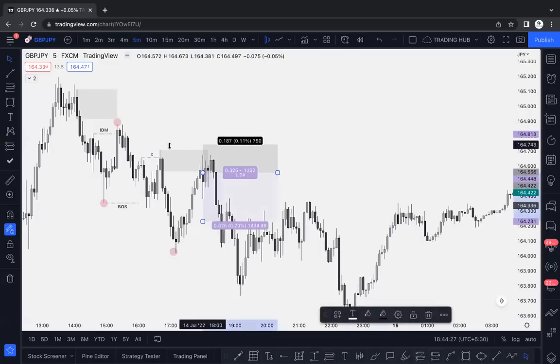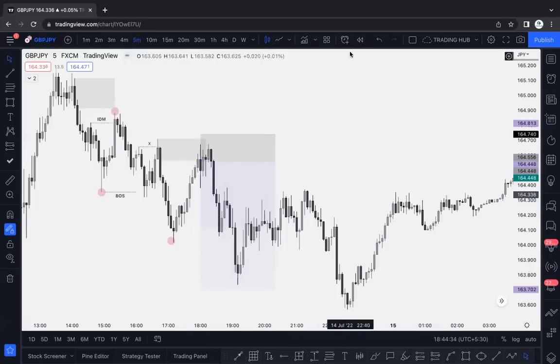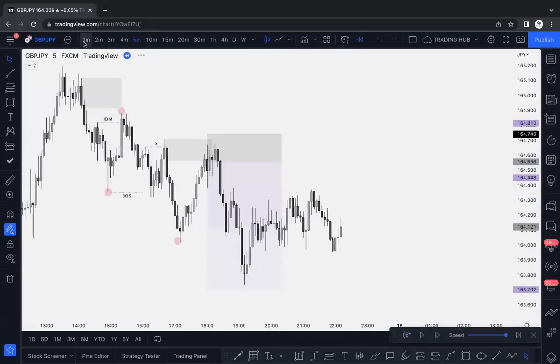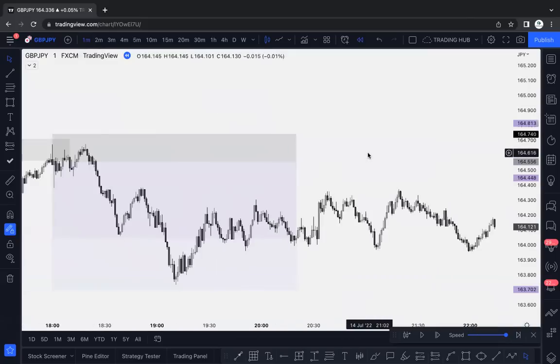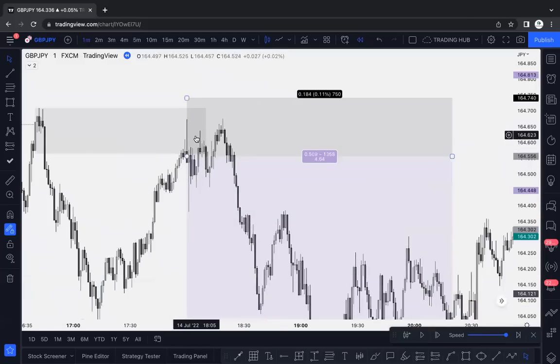You don't need to switch into 1 minute at this point before the sell. And if you switch into 1 minute at the same point, you can see there is no structure, so there's no entry confirmation for the sell.